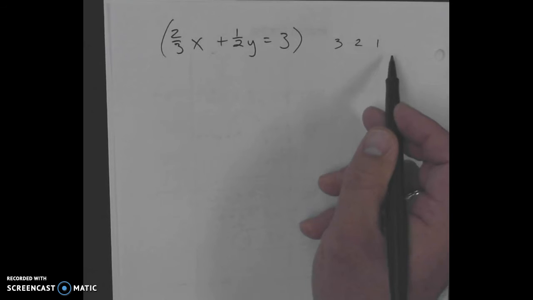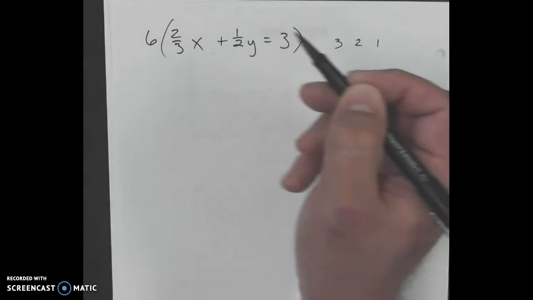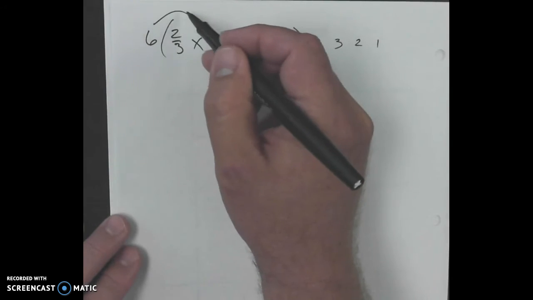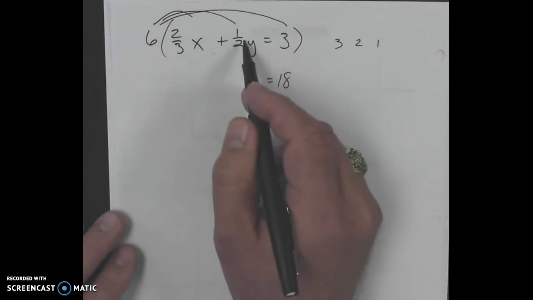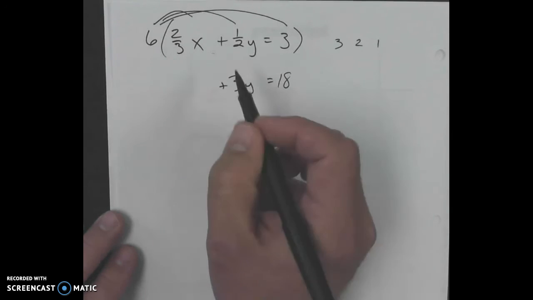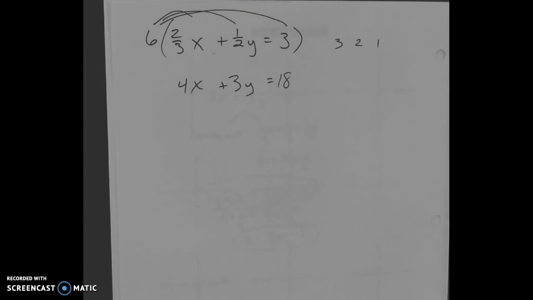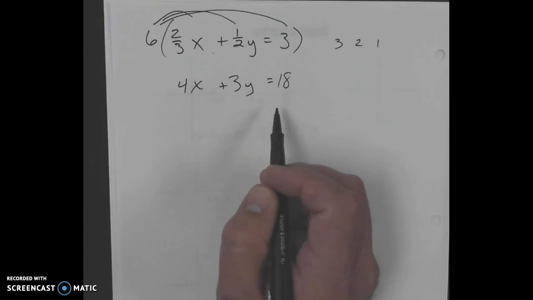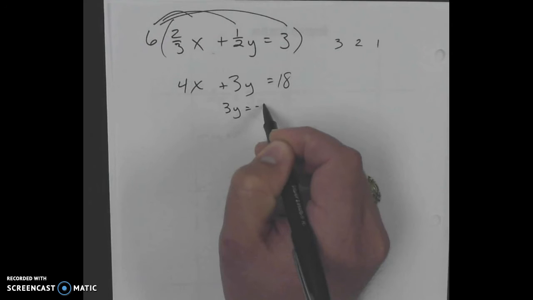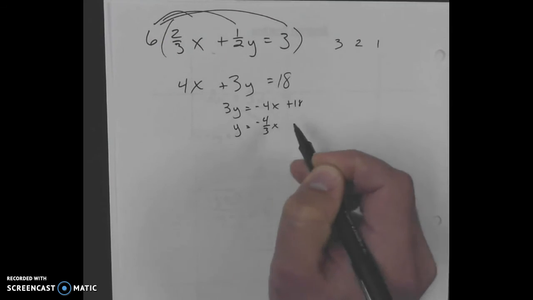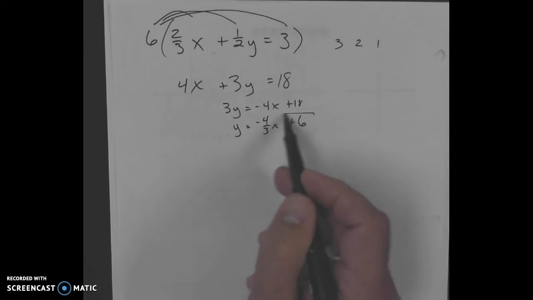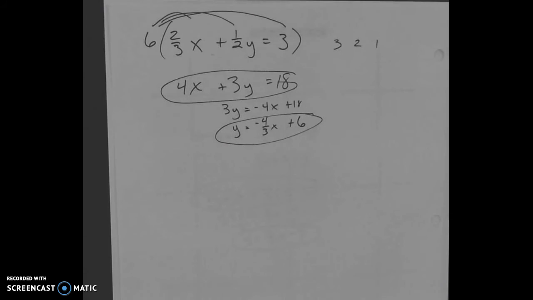So the common denominator for 3, 2, and 1 is 6. So we're going to multiply everything by 6. And I do mean everything. So 6 times 3 is 18. 6 times 1/2 is 3. And 6 times 2/3 is 4. So we have 4x plus 3y equals 18. Now we can solve this one by x and y intercepts. You can solve this for y and get 3y equals negative 4x plus 18. And divide by 3, so y equals negative 4/3 x plus 6. And now you've got this form you could use. A little bit easier. Okay.